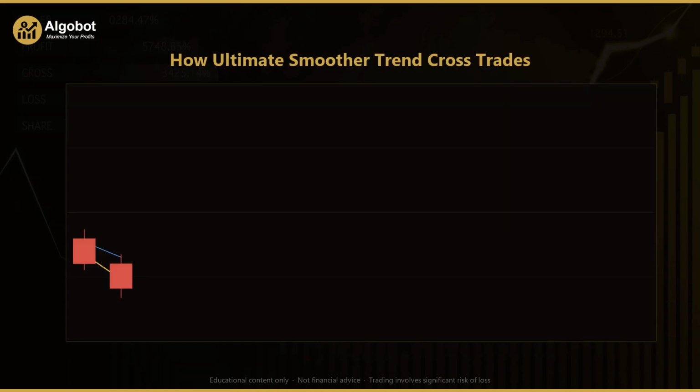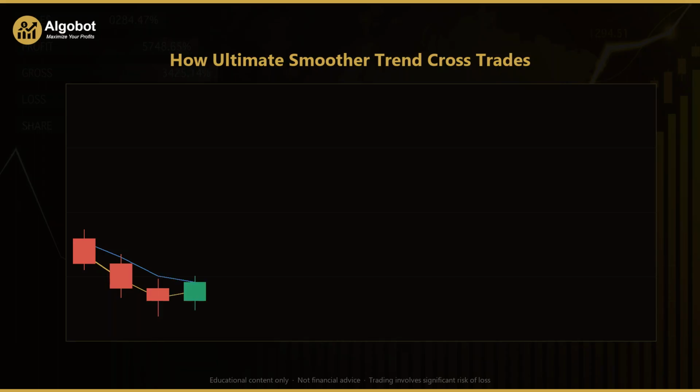Let's bring the rules to life on this illustration. On screen, you can see a candlestick chart with two lines drawn over the price. The lighter, quicker line is the fast Ultimate Smoother, and the smoother, steadier line beneath it is the slow Ultimate Smoother, our trend baseline. Watch how the two lines behave as the market moves.